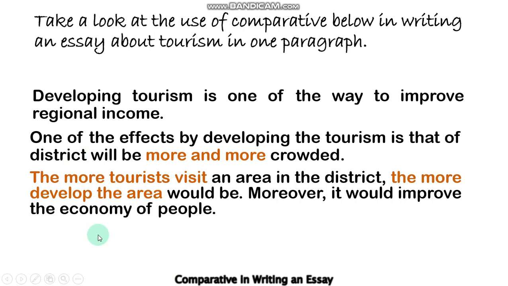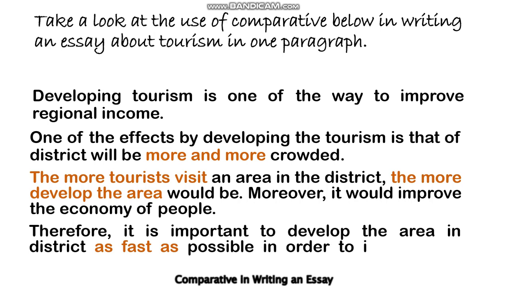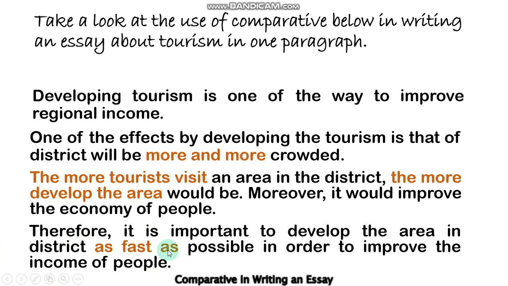And the conclusion: Therefore, it is important to develop the area in the district as fast as possible in order to improve the income of people. As fast as is used to show equality. Yes, that's it, that's what I can explain about how you use comparative degree or comparatives in improving the quality of your writing.